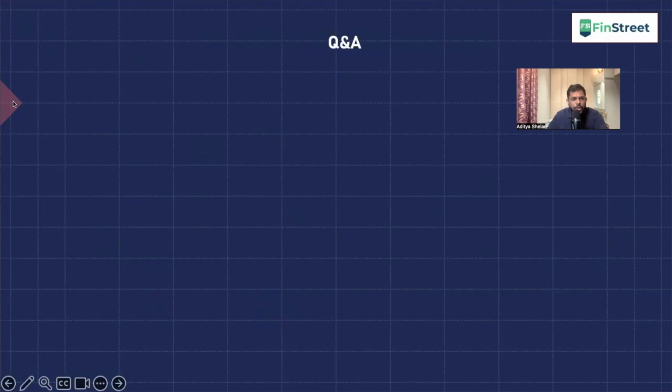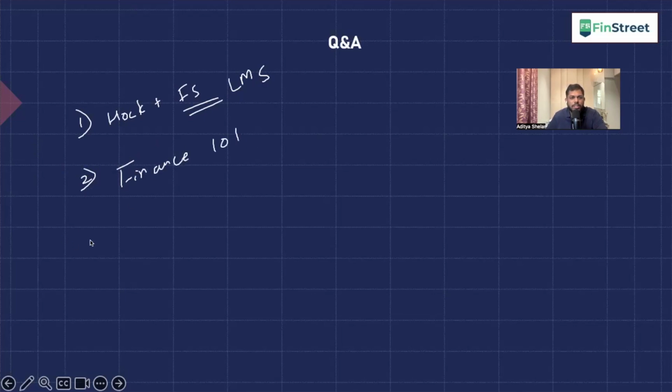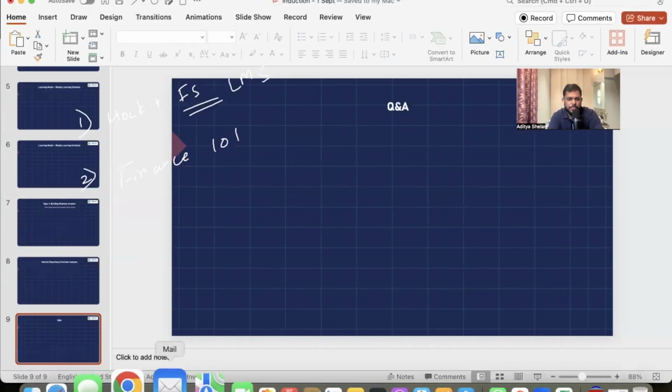My assignment for you guys this week, those who have admitted and those who will take admission. Number 1, please complete your onboarding. The onboarding includes taking access to Hock plus FinStreet LMS. That's your first task. Second task, when you get access to FinStreet LMS, there is a course called Finance 101. There are multiple lectures. I'll just quickly show you that as well.